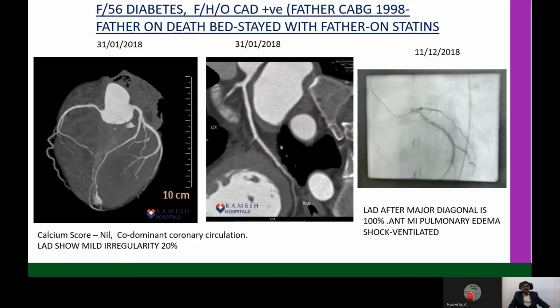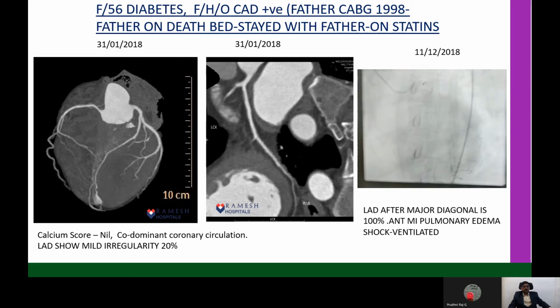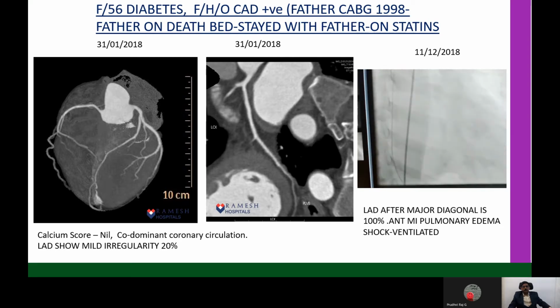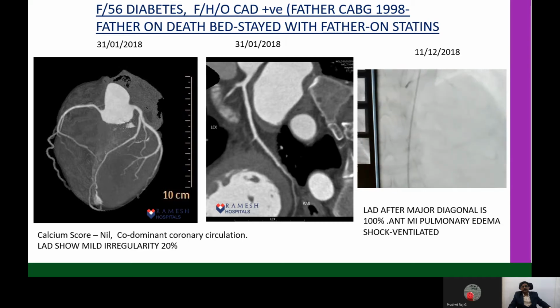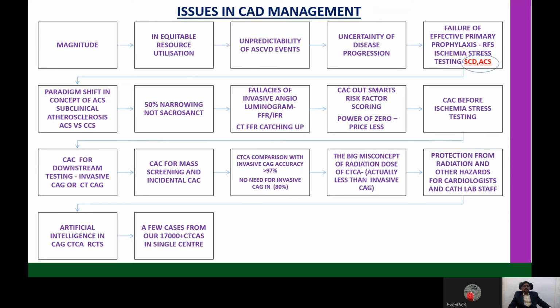And another interesting patient, a lady, totally normal, suddenly within 11 months becoming 100% occluded, presenting with cardiogenic shock and LVF. So there are several unresolved issues in CAD management as we look at the accumulated evidence, especially in the past decade or so.